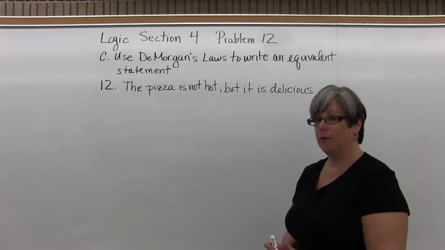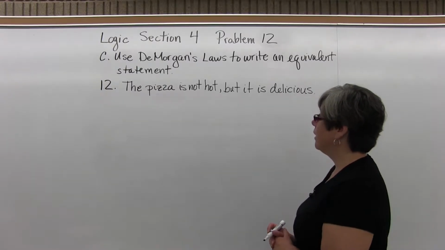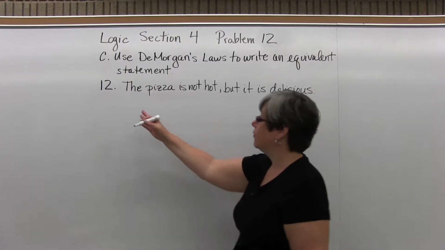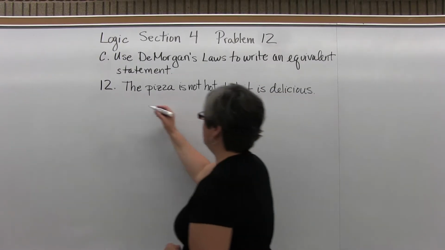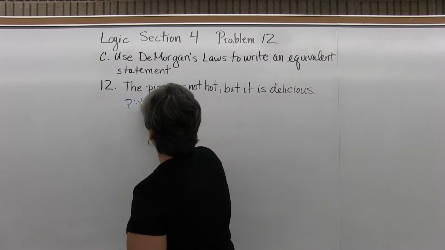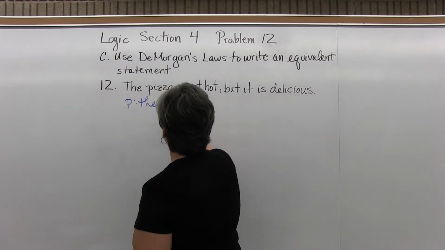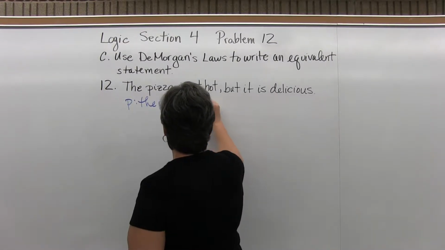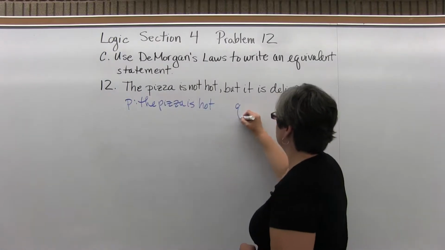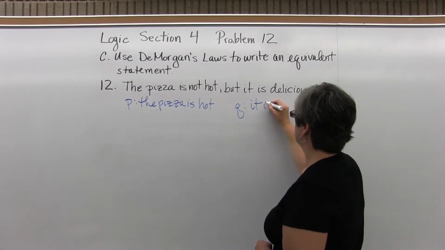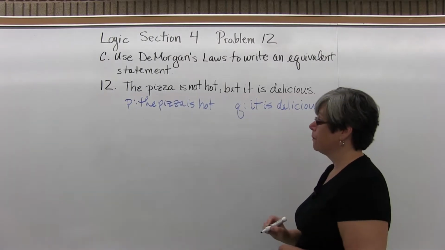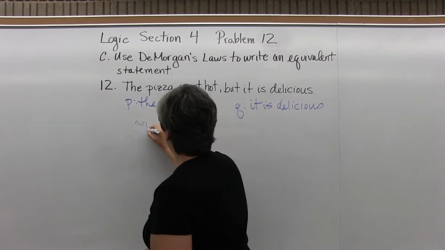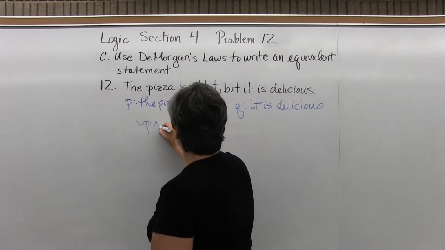Logic, Section 4, Problem 12: use De Morgan's laws to write an equivalent statement. 12, the pizza is not hot, but it is delicious. We'll start with our simple statements: P, the pizza is hot, and Q, it is delicious. So we have the negation of P and Q.